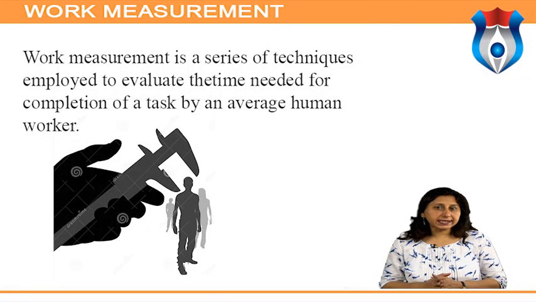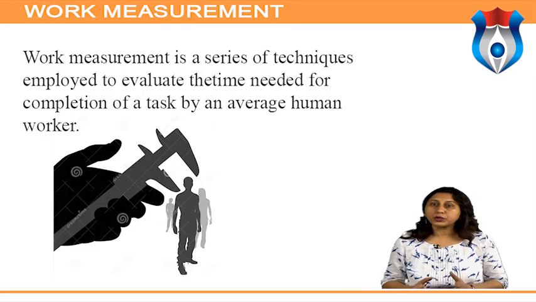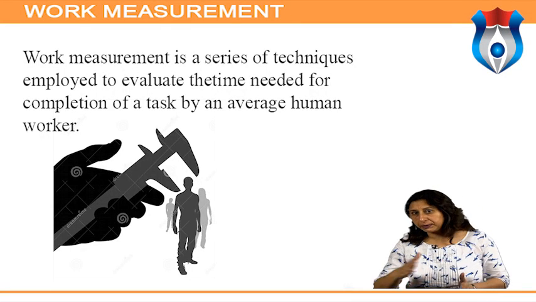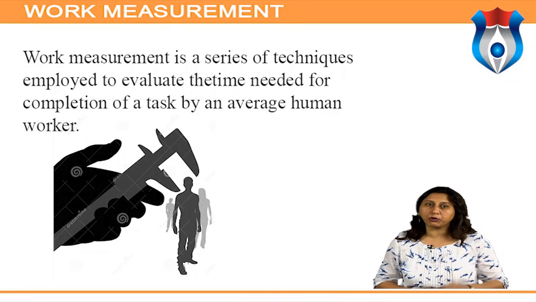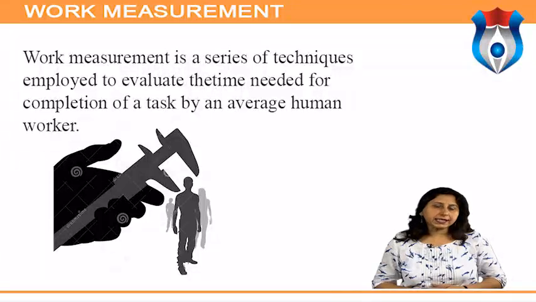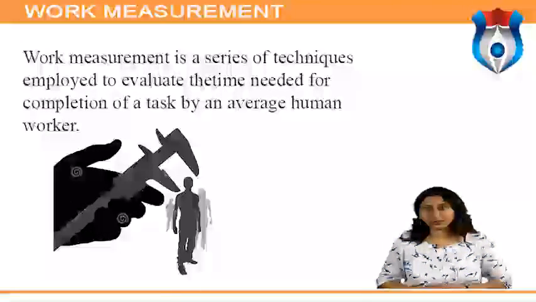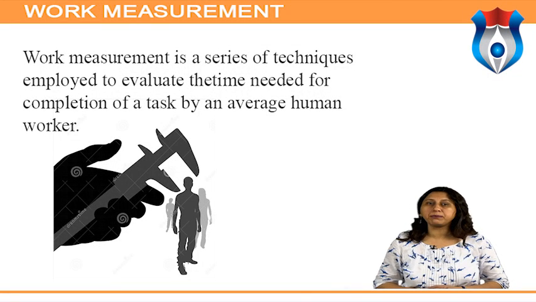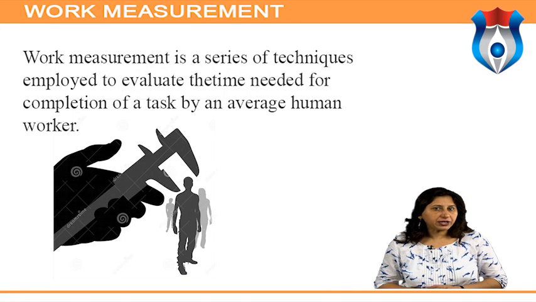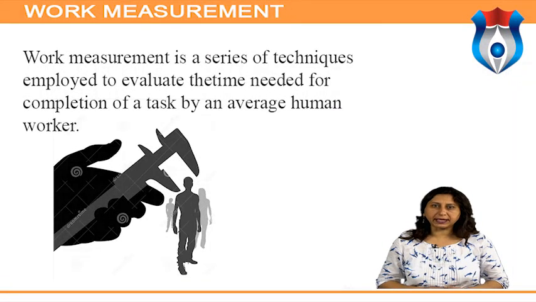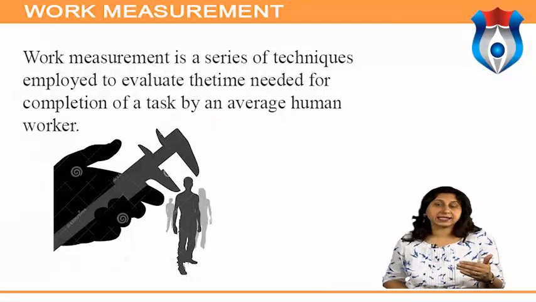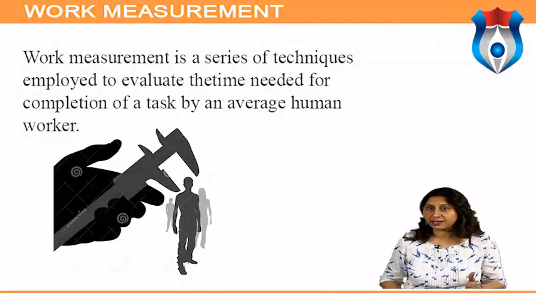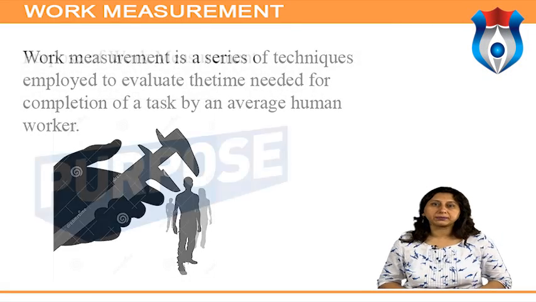Let's start with the concept of work measurement. Work measurement is a series of techniques employed to evaluate the time needed for completion of a task by an average human worker. This evaluated time is called the standard time of the task. The standard time serves as a benchmark for productivity. Standard time is the time required by a qualified and well-trained person working at a normal pace to do a specified task. Any worker who exceeds the standard time set for a particular task is said to be working slowly.